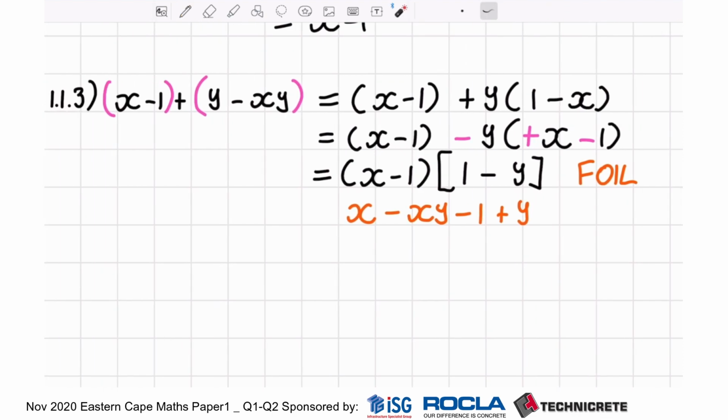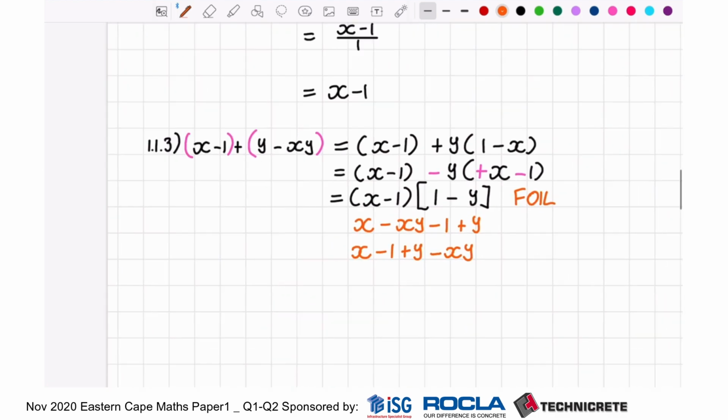Okay, and then just by rearranging, I can see that this is exactly the same as the expression that I had from the beginning. So I'm still going to have x at the front, and then I'm going to make this -1 be the second term. And then the third term was the positive y. And the last term is this -xy, which is exactly what I had from the start. So I know that my factorizing was correct.